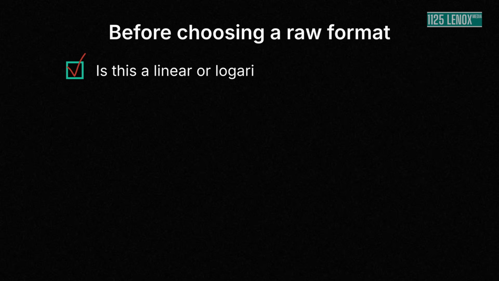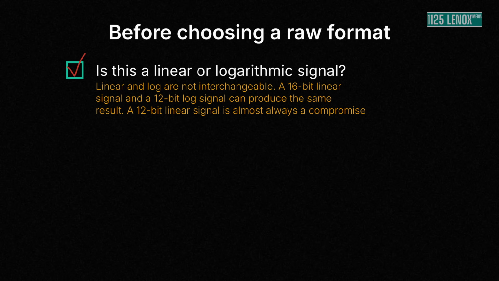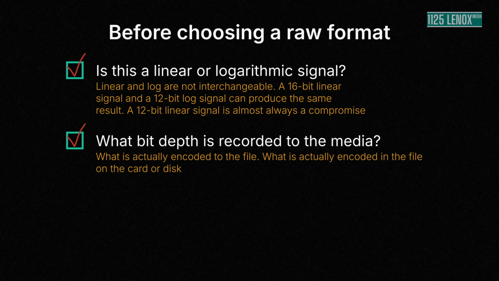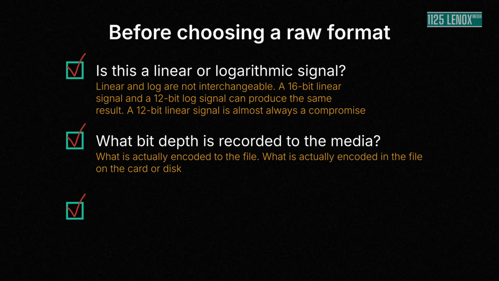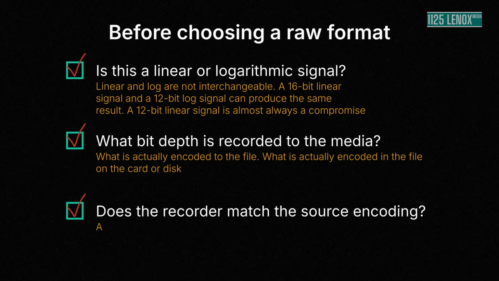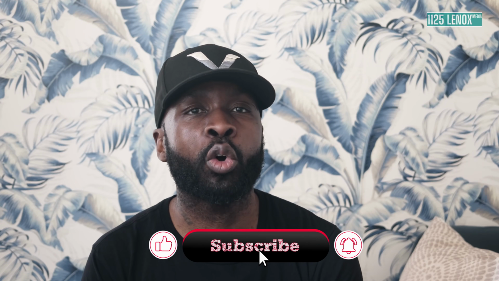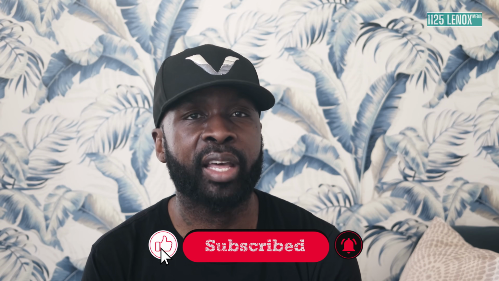So here's a bit of framework. And here's a checklist of what you should think about or run through every time you see a RAW format spec. I'll give you 3 easy things. Step 1, is it linear or logarithmic? Step 2, what is the bit depth recorded to the media? Step 3. Does the downstream recording format match the source encoding? Remember to ask, is that 16-bit, 14-bit, 12-bit RAW, linear, or logarithmic? That's the important part.